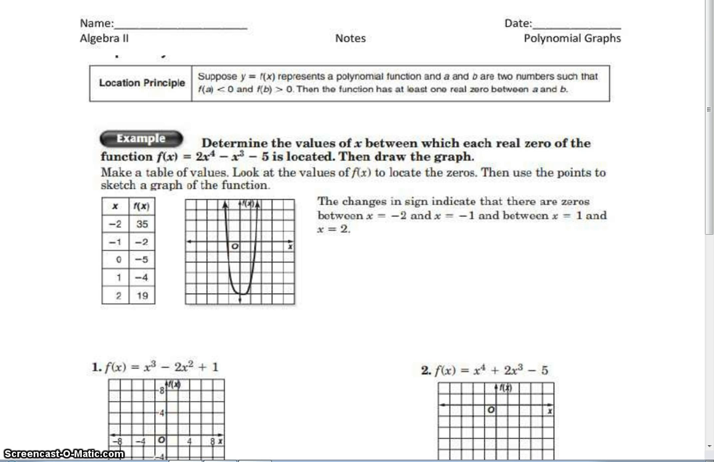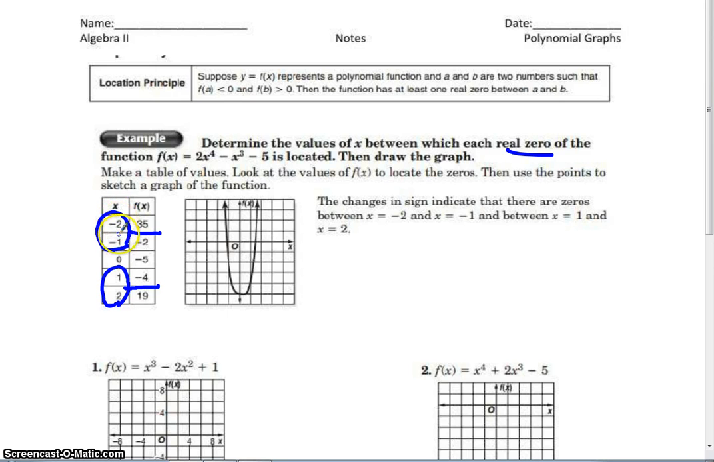So, for the first example, it wants you to determine the values of x between which each real zero of the function is located, and then draw the graph. On this one, it's not too bad, they've already done it for you, but let's just talk about what we're having to work with here. They put it into y equal and they looked at their table. To figure out where the real zeros are, you're finding where it crosses the x-axis, which means where y is 0. So you're looking for places where it goes from positive to negative, or from negative to positive. Then you use the x values to describe where it is.